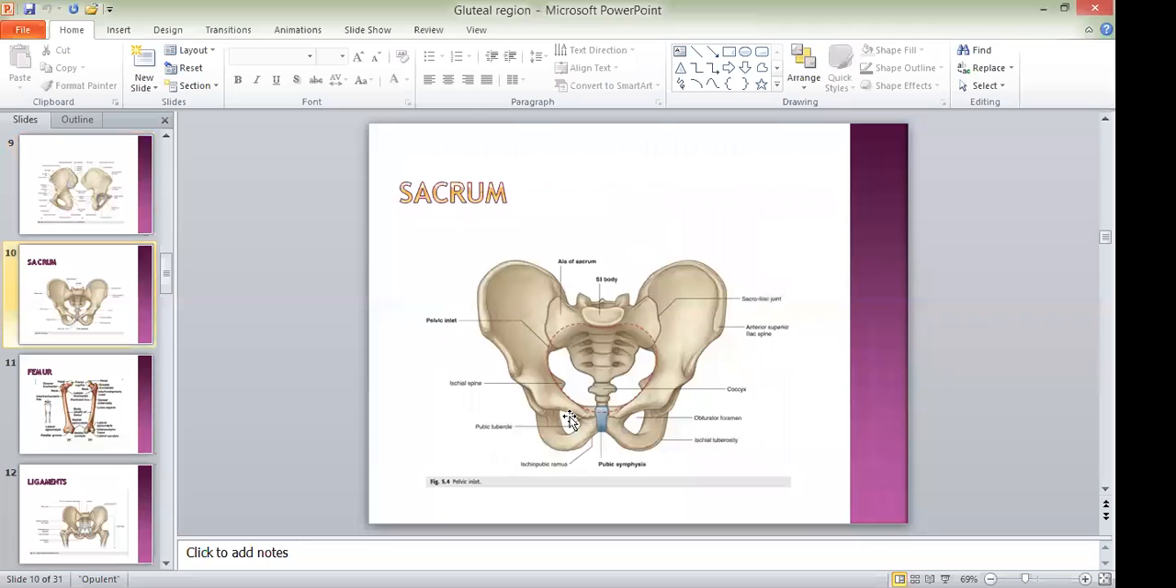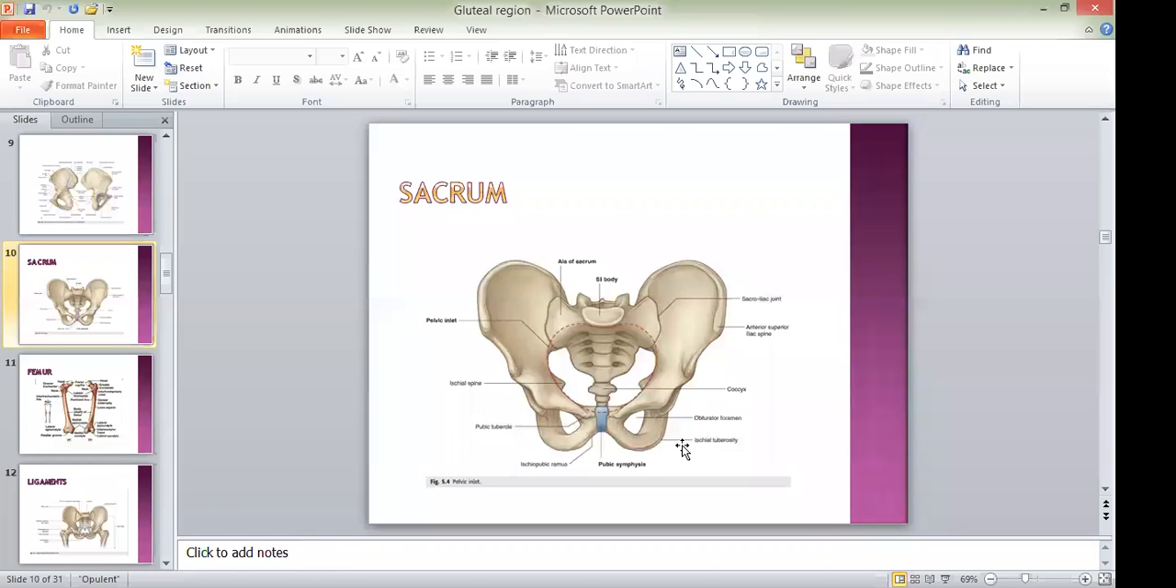Now sacrum. Sacrum and coccyx are the last bones of the vertebral column. It joins with the hip bone at the sacroiliac joint. It forms the posterior-most part of the gluteal region, while the two hip bones attach anteriorly with each other through the pubic symphysis. Okay, the two pubic tubercles attach to each other at the pubic symphysis.